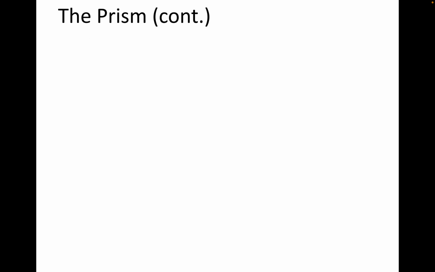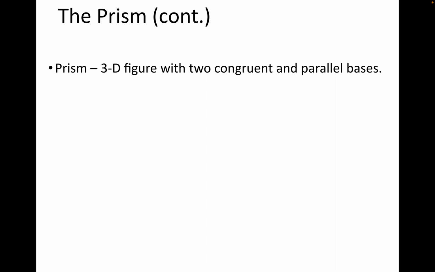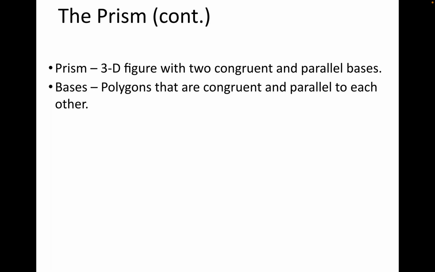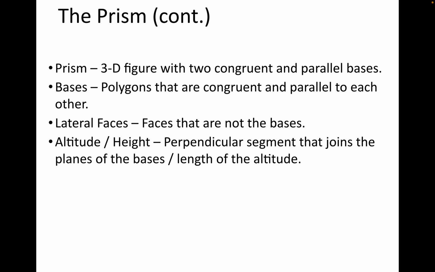All right, so again, let's go through the definition of a prism as a 3D figure with two congruent and parallel bases. This might be a time where you want to take some notes. The bases are the polygons that are congruent and parallel to each other. The lateral faces are the faces that are not a base, the polygons that make up the prism that are not bases. The altitude or height is the perpendicular segment that joins the planes of the bases, or it's also the length of the altitude.